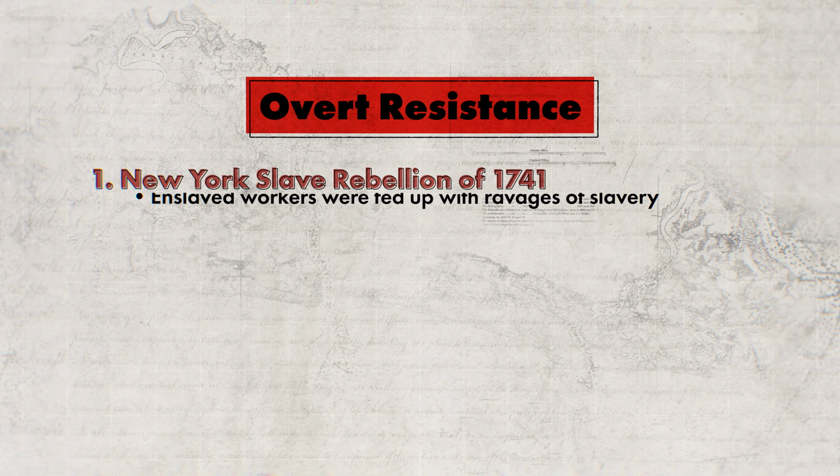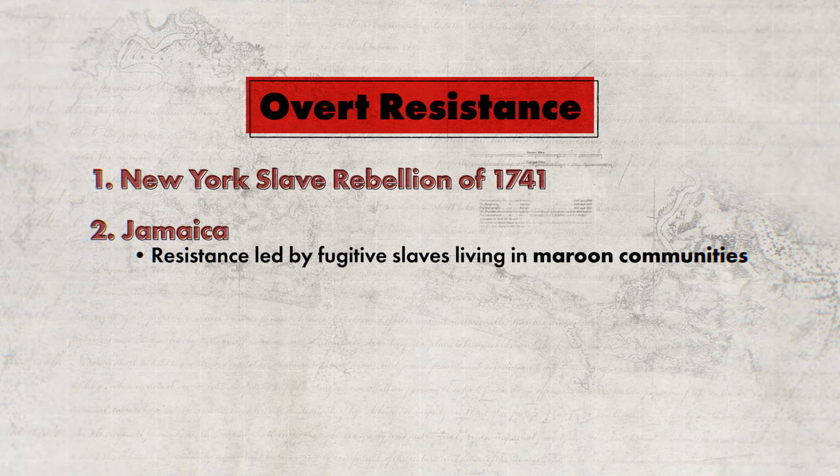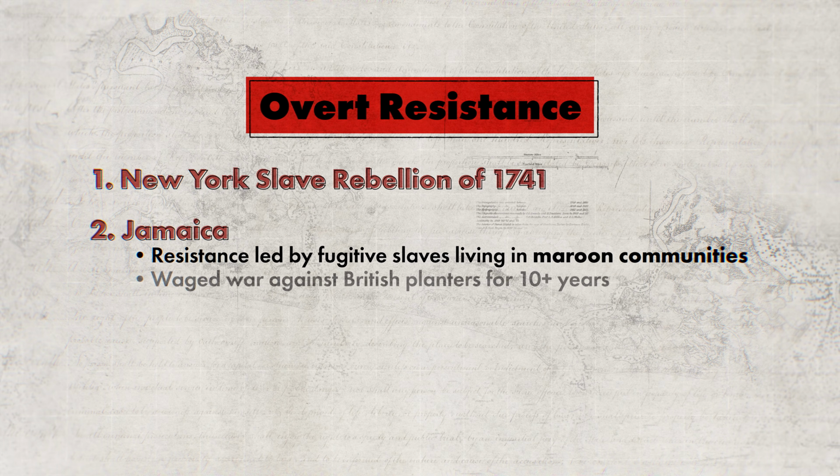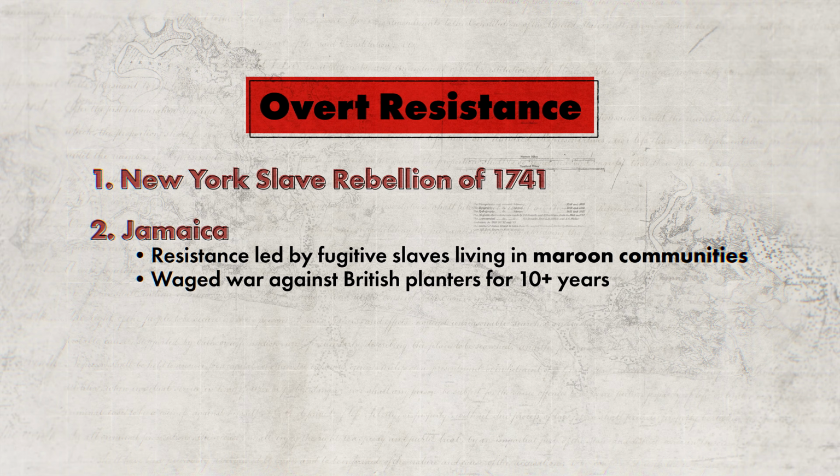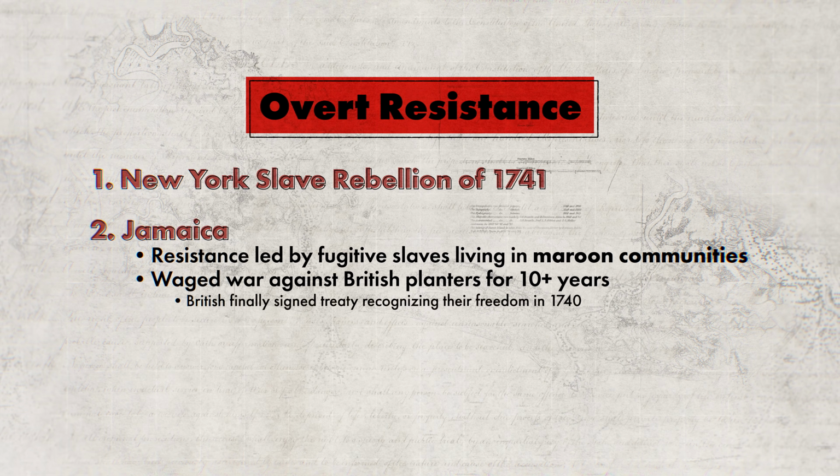And then down in Jamaica, which was a major cash cow for Britain owing to its prodigious exports of sugar, another rebellion broke out. Here the resistance was led by fugitive slaves who lived in what were known as maroon societies, and they basically waged war against British planters for more than a decade until finally the British signed a treaty recognizing their freedom in 1740.